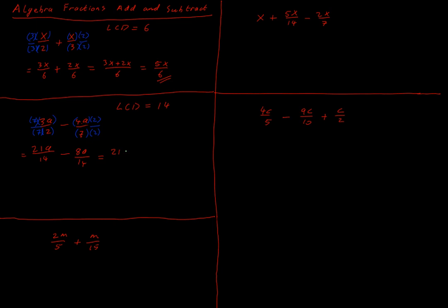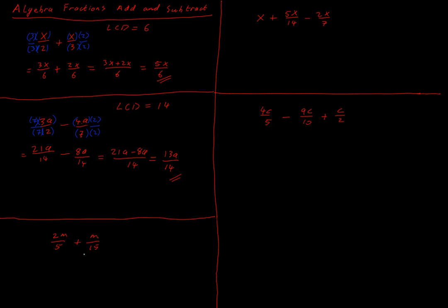So I have 21a minus 8a all over 14, and I get 13a all over 14. And that's my final answer. So I can add up my a's or my x's because they are like terms. They both just contain x's or both just contain a's, so I can count them up.